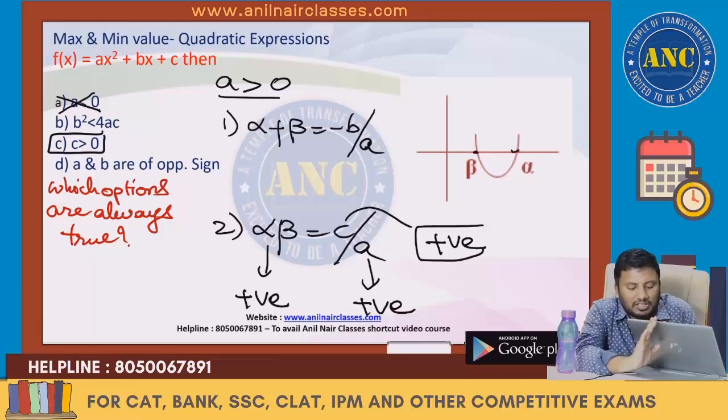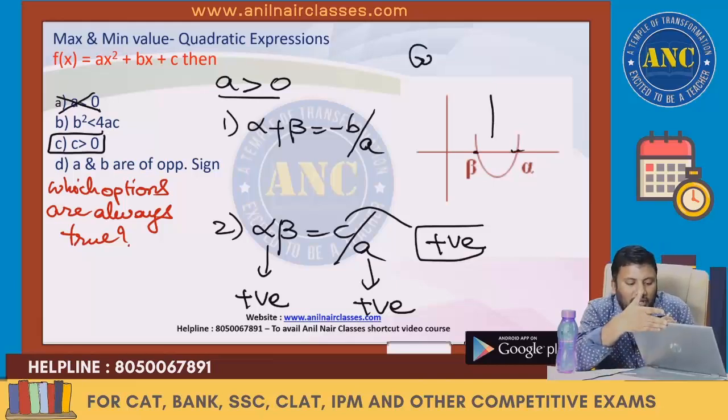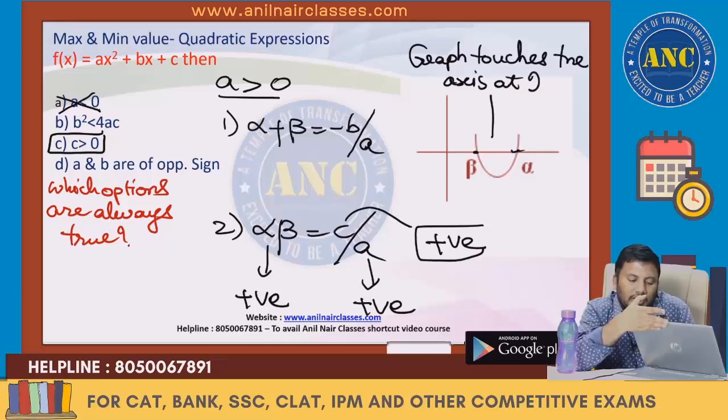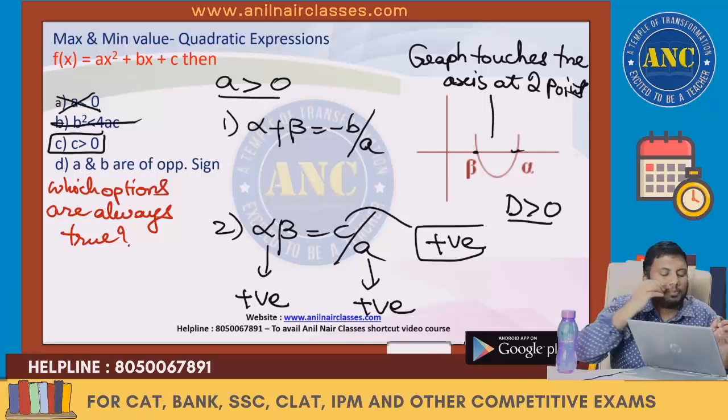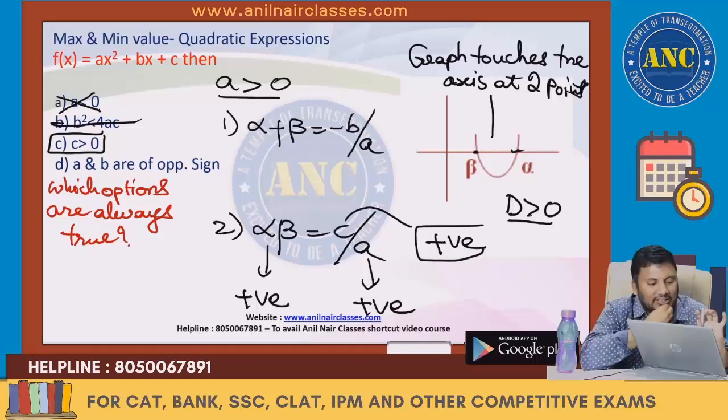The graph touches the axis at 2 points. So D is greater than 0. D is less than 0, not possible. Praveen, door close. D is less than 0, not possible.